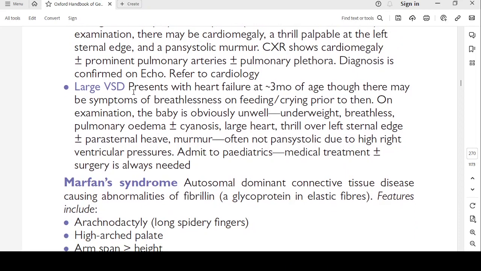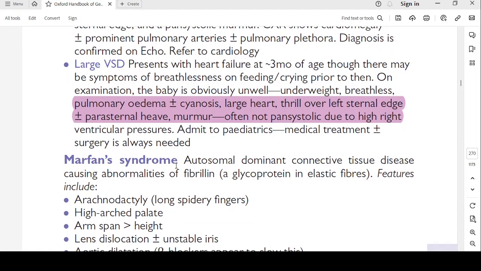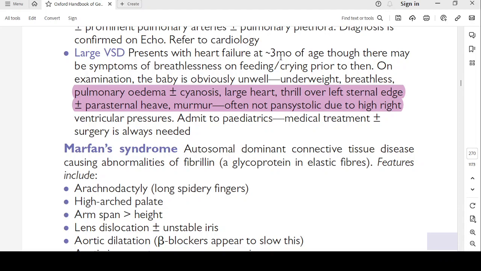See, in a large VSD, what happens? There is a heavy flow. Initially, the left ventricular pressure will be high. There will be a heavy flow towards the right ventricle because there is a big defect. Once the right ventricle receives more volume of blood, it will enlarge and become hypertrophied. In that case, the pressures will equalize. And then what happens? There will be cyanosis, because on either side there will be mixed blood flowing through the ventricles. There will be a reversal of circulation from right ventricle to left again. So that is why there will be cyanosis. Often, that's why there will be a thrill over the left sternal edge plus a parasternal heave and murmur, which is not pansystolic due to high right ventricular pressures. Admit to pediatrics. Medical management and surgery is always required in a large VSD. It presents early; if it's a large VSD, it presents within 3 months of age.